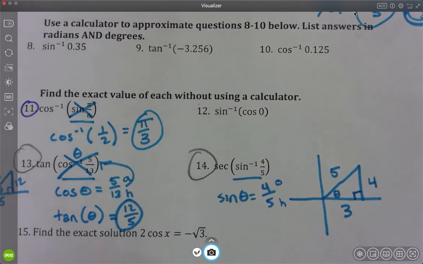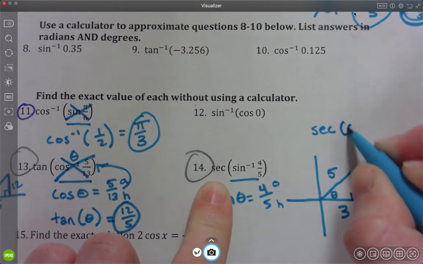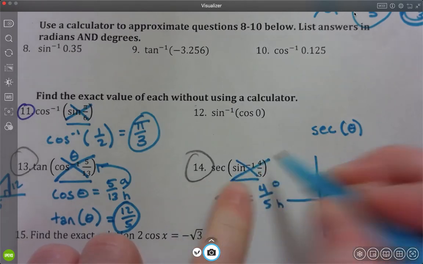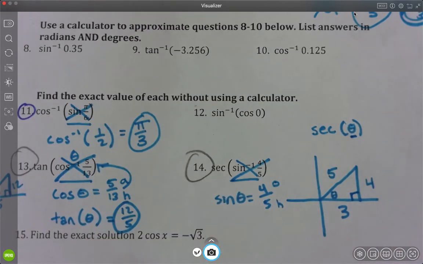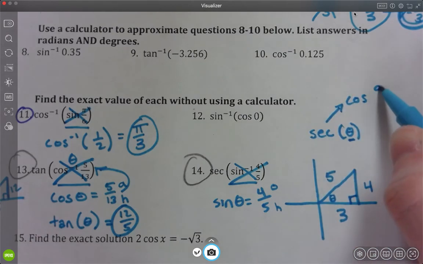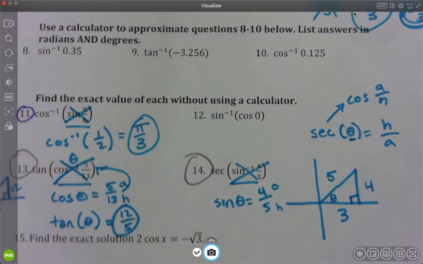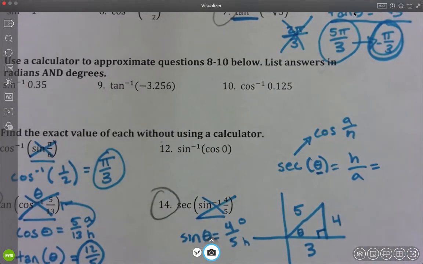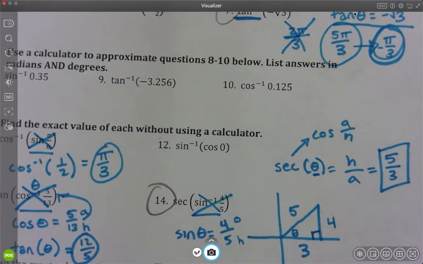Okay, and then we have secant. Well, what the heck is secant of that angle theta? Inverse sine of 4/5 told me what angle theta looked like. So I'm going to replace that with angle theta, and now we're finding secant of that. Secant goes with cosine. Cosine is adjacent over hypotenuse, so secant is going to be hypotenuse over adjacent. So we need to figure out hypotenuse over adjacent. Hypotenuse is 5, adjacent is 3. 5 over 3, that's what it is. Okay, all right, so draw it out.